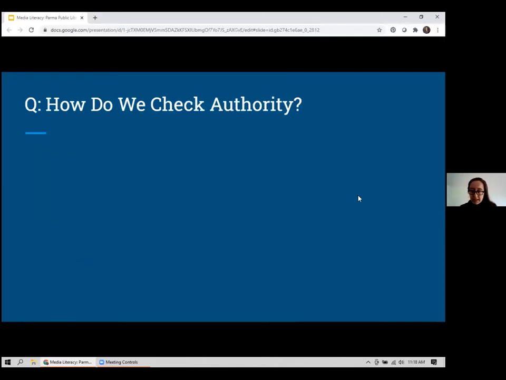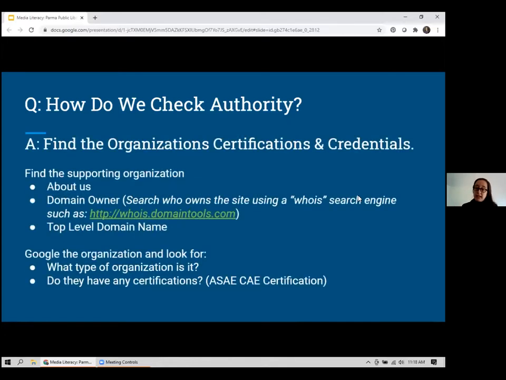So the next piece is looking at the organization. Again, you can look at the About Us page. You can look at who the domain owner is. You can also look at the top level domain, and that's just a fancy way of saying, is it .org, .gov, .biz? Knowing what the actual website is can give you a clue. Because if you go somewhere and it's .gov, it might be pretty trustworthy. If it's .org, might be trustworthy, but you want to look into what that organization is.